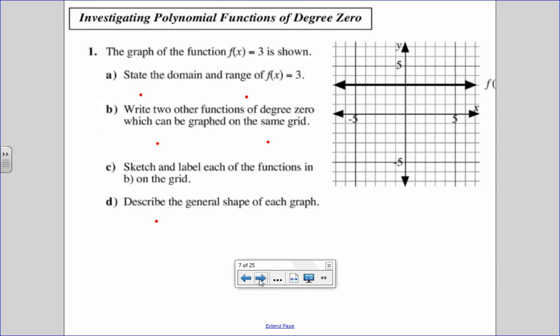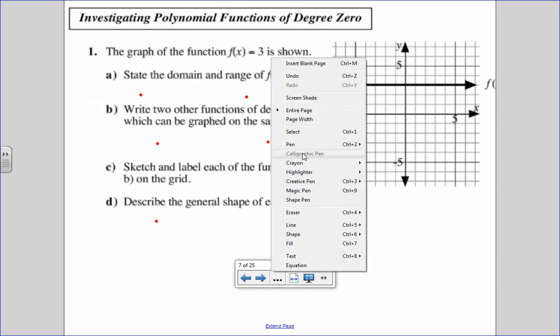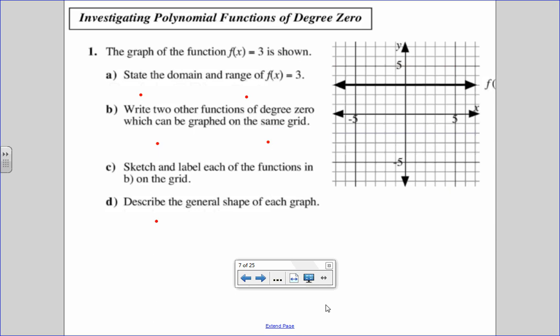Okay, now we're going to go through an investigation of degree 0, 1, and 2. And in the next lesson, we'll talk about degree 3. So, polynomial function f of x equals 3 is shown in the graph below, or to the right. So I want to state the domain and range. So the domain, if you look at all along here, it can be any number at all. So x can be any number. So we say it's the set of all x such that x is an element of the reals.